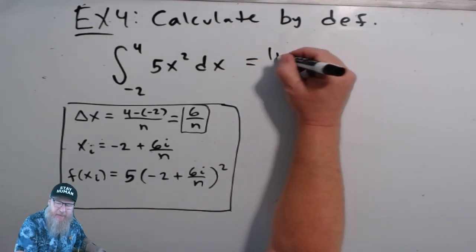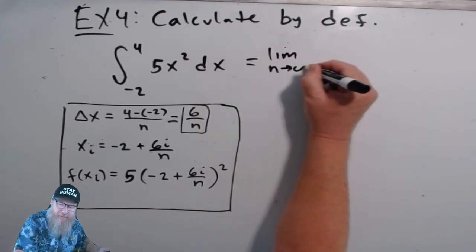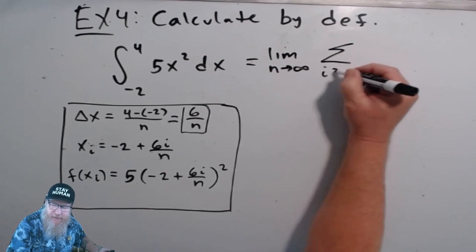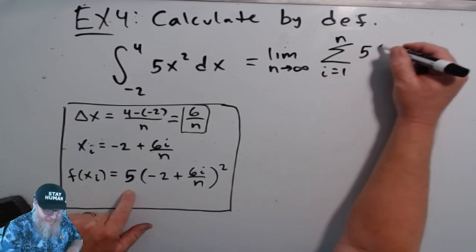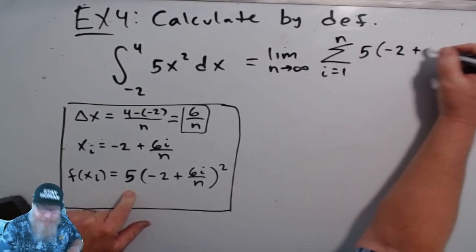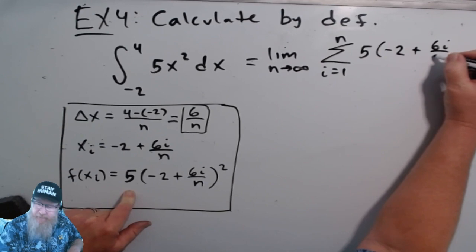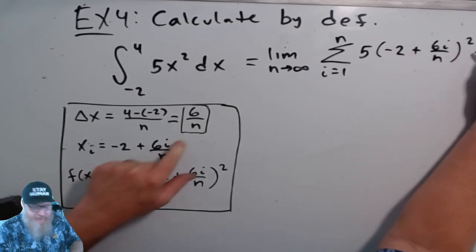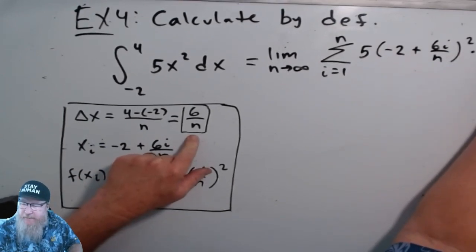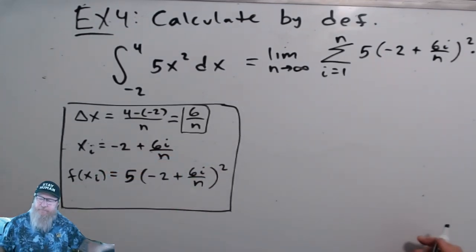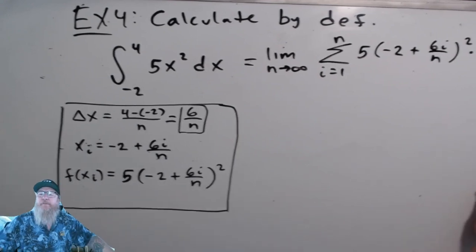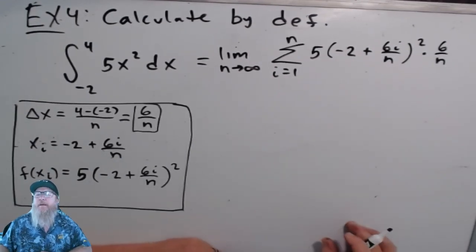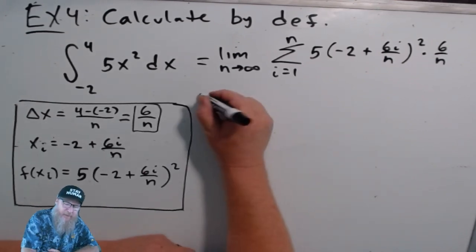So we're going to say the limit as n goes to infinity of the sum from i equals 1 to n of f of xi, which is 5 times negative 2 plus 6i over n squared, times delta x, times 6 over n. Oh, sorry, they got off the screen. There you go. All right.